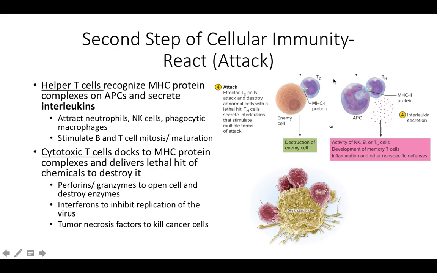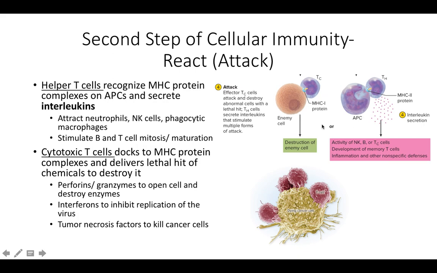So again, with these helper T cells, there are two different scenarios that can happen. We can have helper T cells that recognize the MHC protein complex containing the epitope of the antigen on the antigen-presenting cell, and as a result will secrete these interleukins. So these cytokines, which again are chemicals that the cells use to communicate with each other. The effect of these interleukins is that they attract neutrophils, natural killer cells, and macrophages, but they also stimulate B and T cells to reproduce and to mature. So these interleukins communicate with a lot of other different leukocytes.